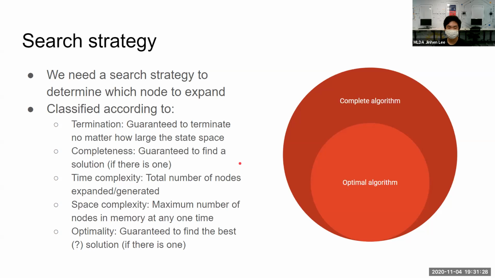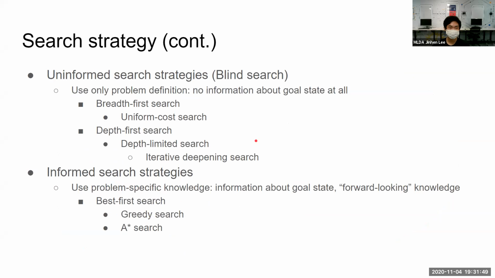So optimal algorithms are guaranteed to find the best solution, meaning that they can also find a solution. And this definition is the very definition for complete algorithms. So we can say, if your algorithm is optimal, then it is naturally complete as well. Or you can also say optimal algorithms are a subset of complete algorithms. Okay, so now we are ready to move on to the two main types of strategies.